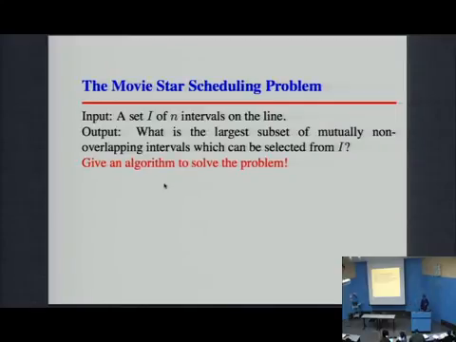How many people understand the problem? Okay, any ideas for an algorithm about that?